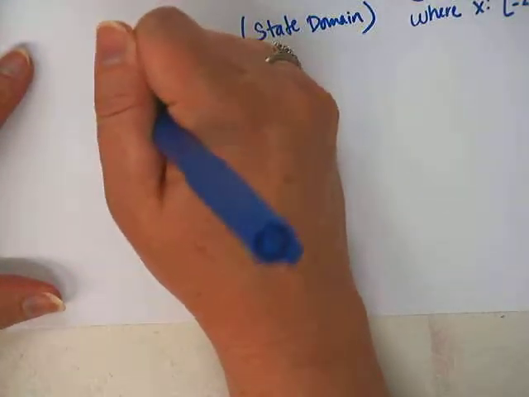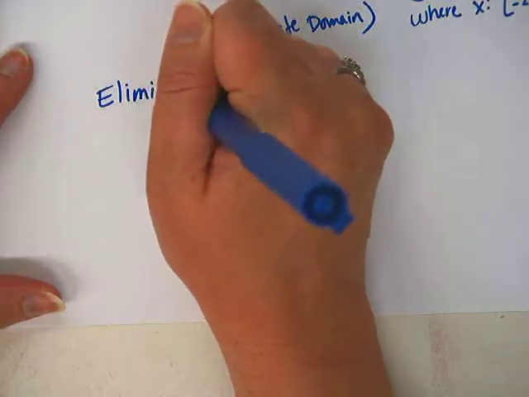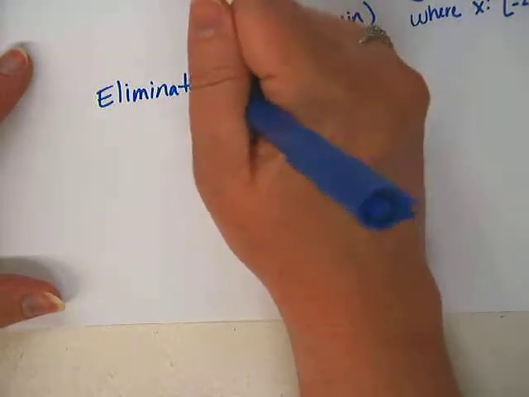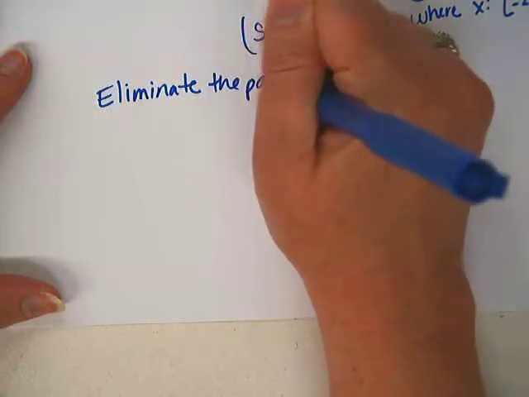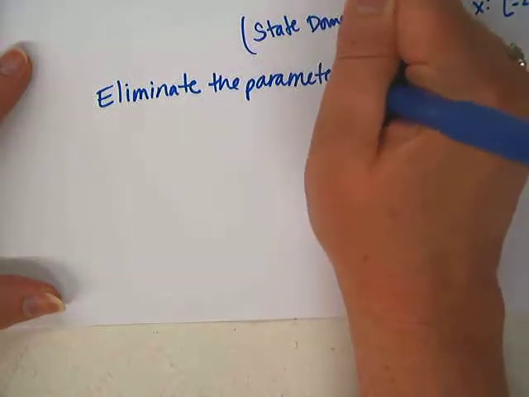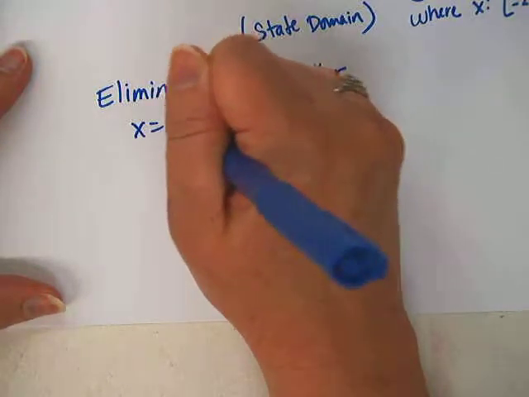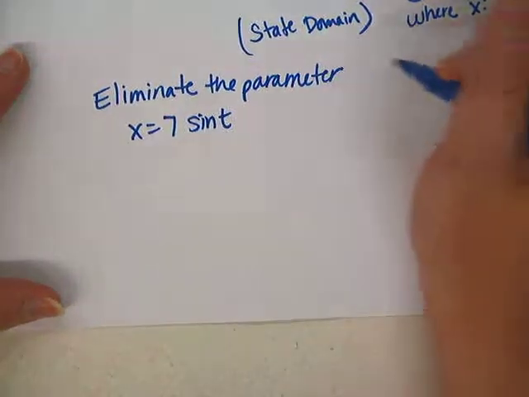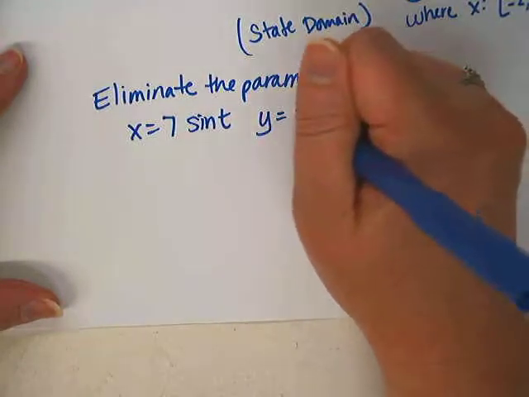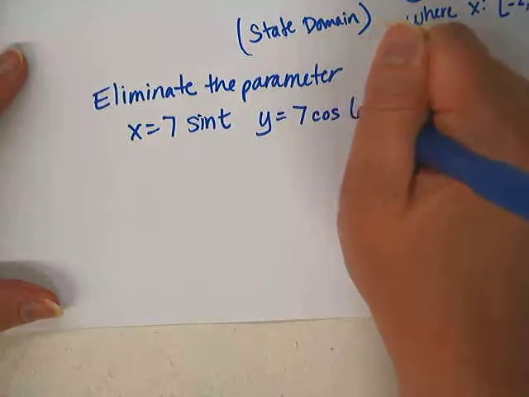Same thing. This is just another example. Eliminate the parameter. This is a harder one, and this ties it into trig. So same instructions. X equals 7 sine t. Y equals 7 cosine t.